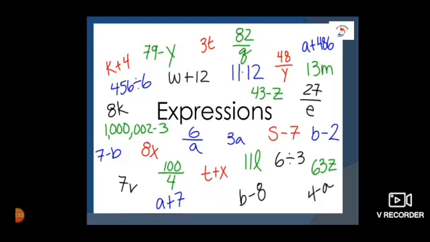Now these are some of the examples for the expressions. So expression will not have an equal to sign. See the examples, I have given you many examples. Some are 6 by a, 8x, 7v, 100 by 4, b minus 8, 4 minus a. None of the examples which I have given here has got an equal to sign. So expressions will not have an equal to sign.